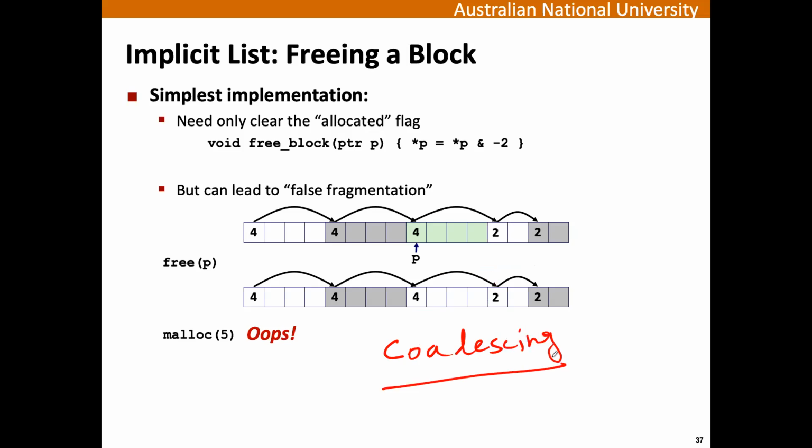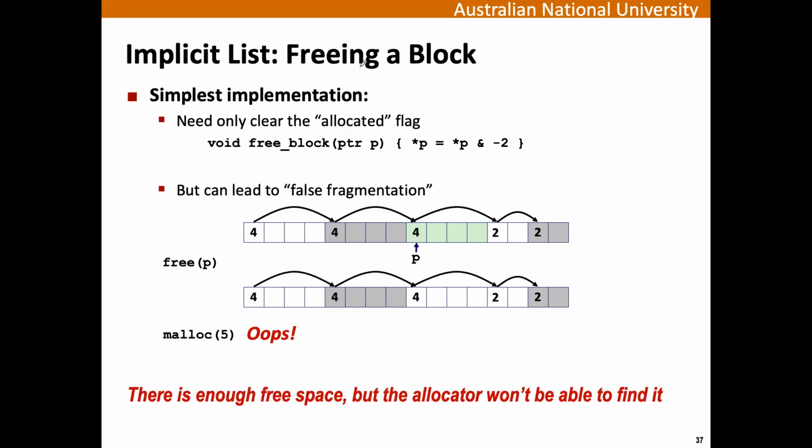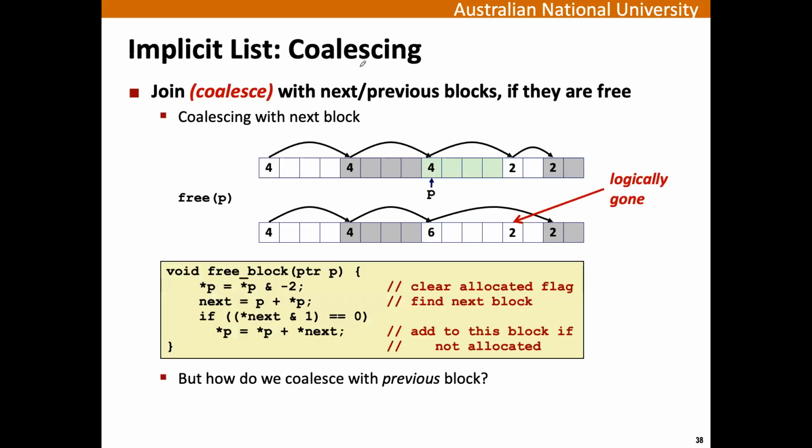When we allocate a block, we do splitting. When we free a block, we do coalescing. We merge, we check our neighbors, and we do coalescing if our neighbors are also free. So there's enough free space, but the allocator won't be able to find it. Okay, so how do we do coalescing?